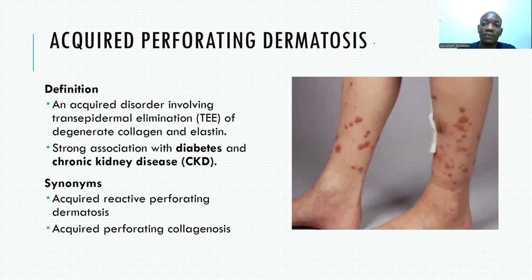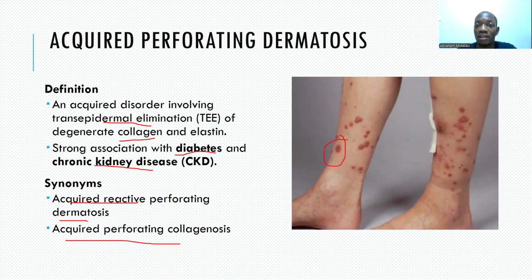So when you continue downwards, we see that acquired perforating dermatosis usually involves a transepidermal elimination of substances, usually degenerated collagen or elastic fibers, and this has been associated with diabetes and also chronic disease. In some literature, you find it being called acquired reactive perforating dermatosis, or sometimes just acquired perforating collagenosis, but this actually means the same thing. That's the confusion I was telling you about.